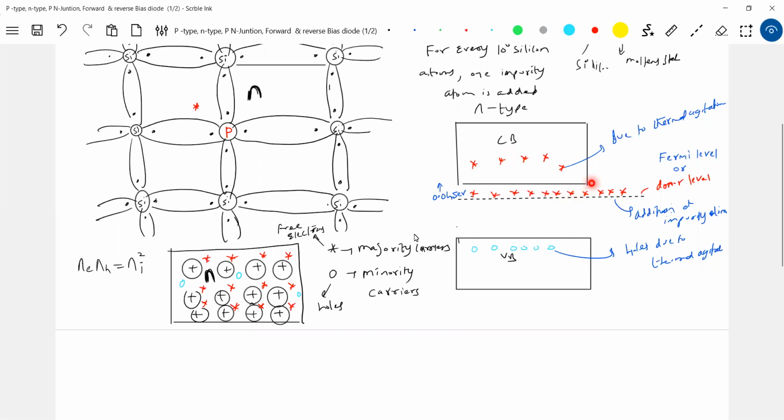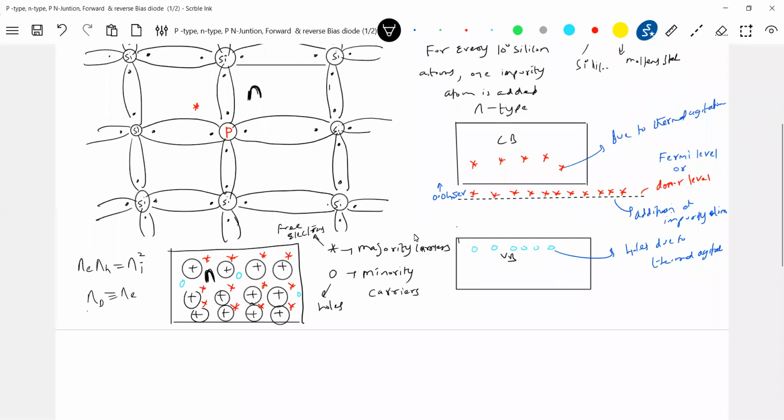Now, how many donor ions did I add? I know it. For the addition of one donor atom, a pentavalent impurity atom, I get one electron. So with this, can I calculate the minority carriers? Yes. What is the concentration of holes? This is the concentration of the electrons. Approximately, however many donor ions I added, those many free electrons will come. So you don't bother about this one; this number will be far less, you can neglect it. As far as our discussion is concerned, you can write N_D, the number of donor ions, should be equal to n_e approximately.